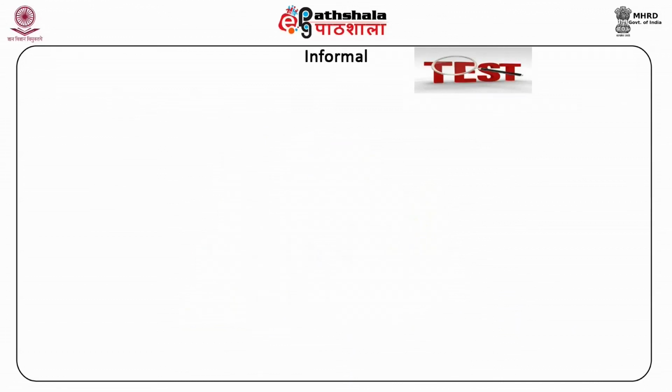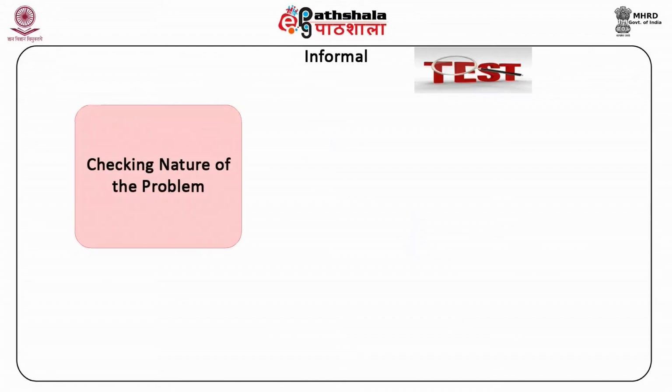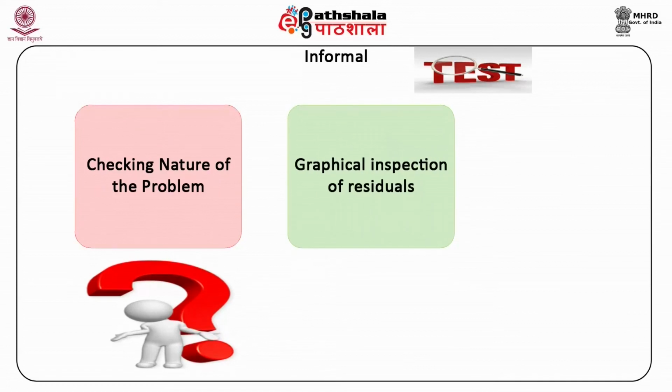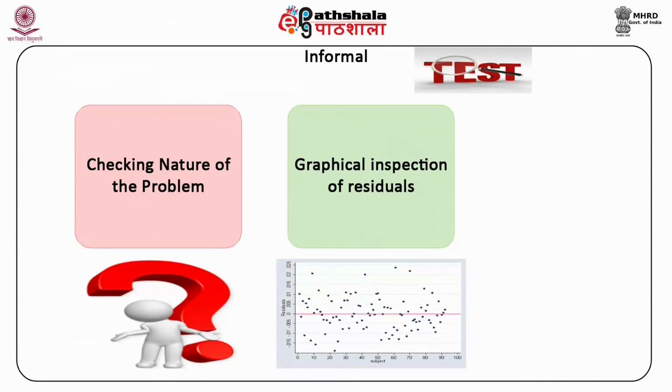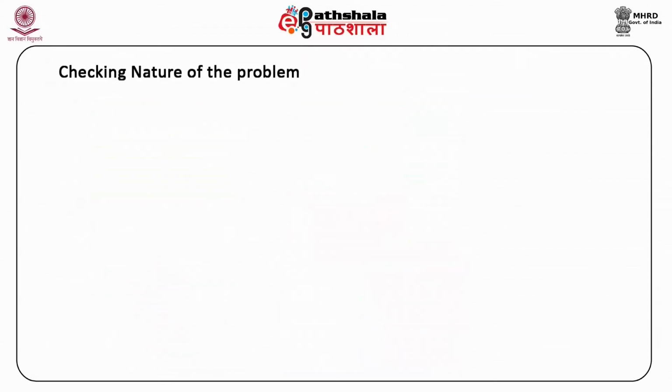The informal methods to identify the problem of heteroscedasticity are of two types: checking the nature of the problem, and graphical inspection of residuals. Let us now take a look at each one of them in detail.